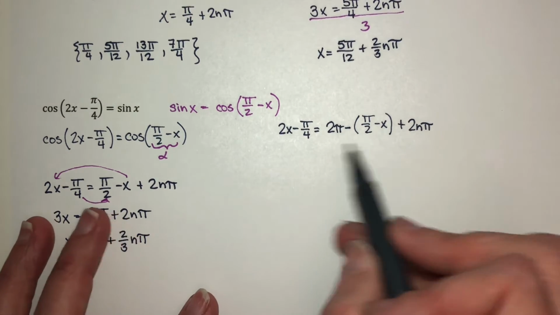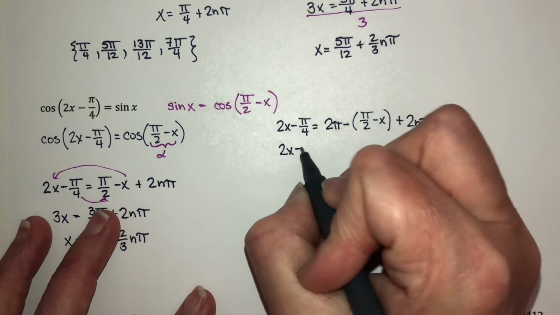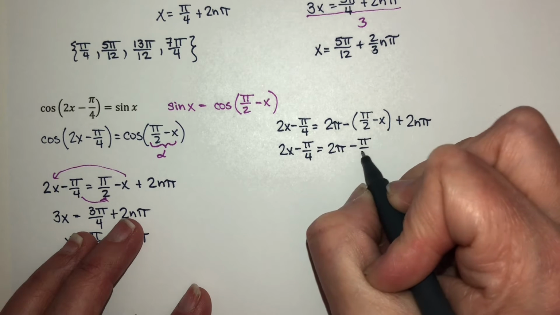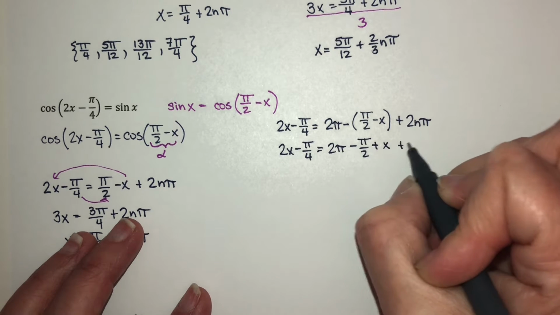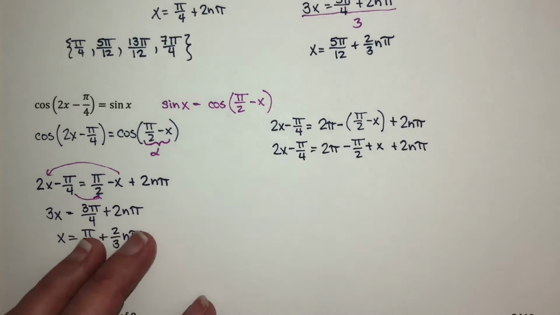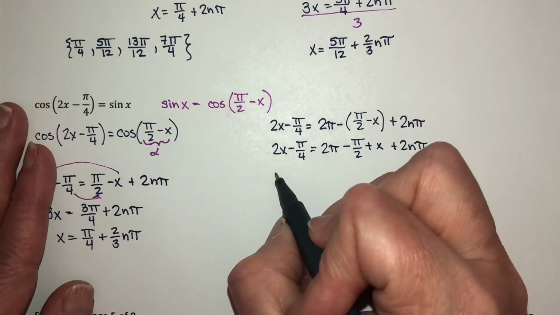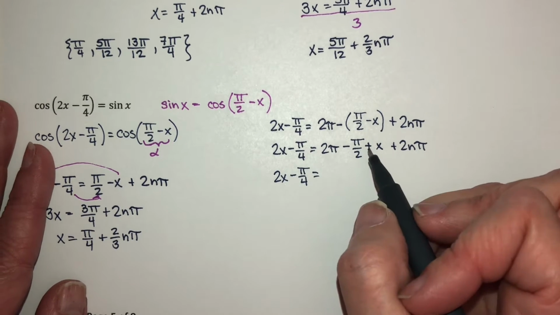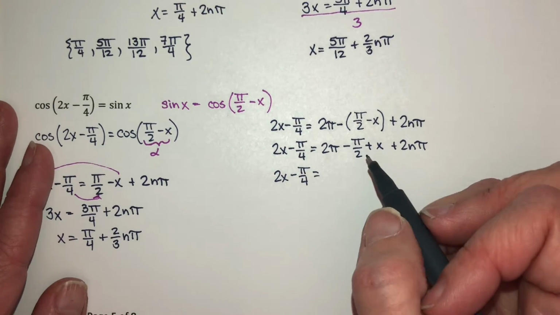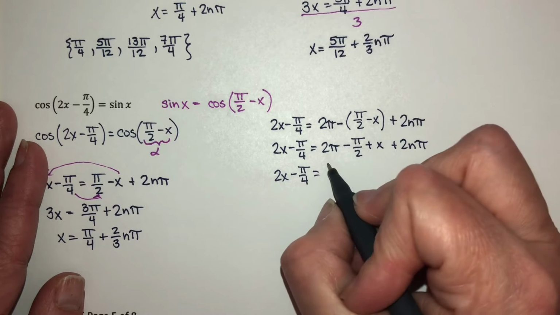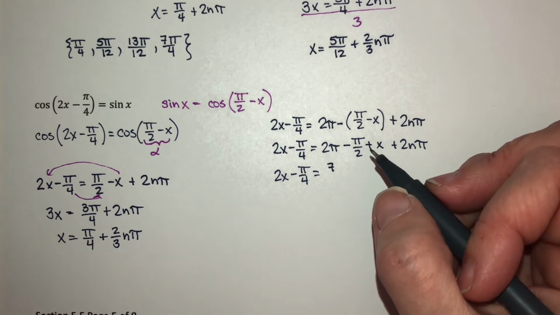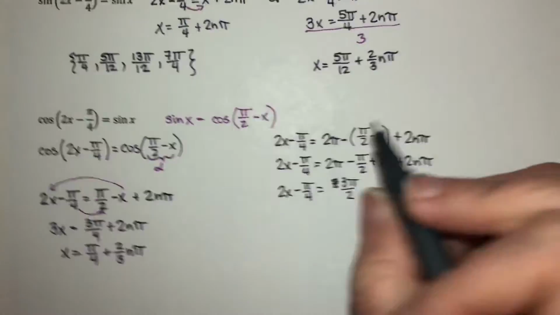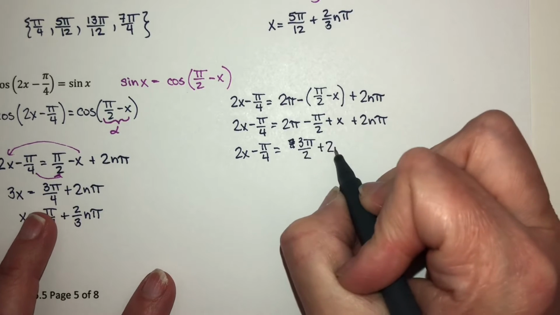Now here, distribute your negative. And I have 2x minus pi over 4 is equal to 2 pi minus pi over 2, which would be 3 pi, no, I'm sorry. It's 3 pi over 2. I'm ahead of myself. Plus 2n pi.